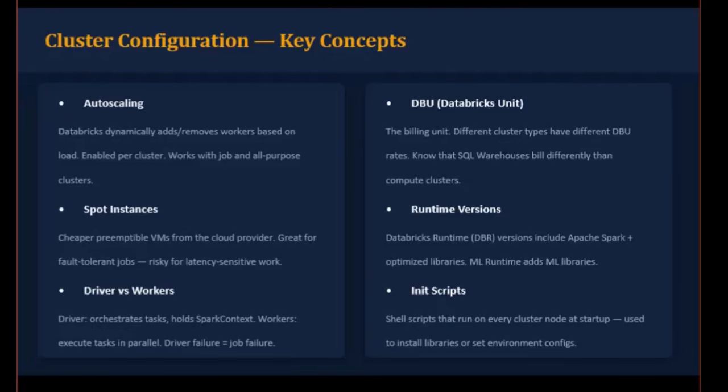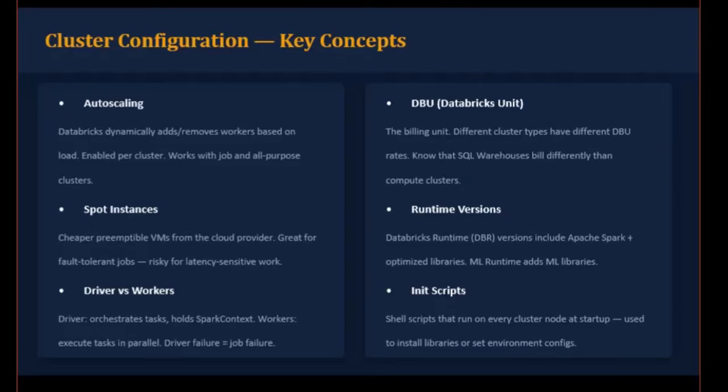Now, talking about drivers versus workers, the driver node is the coordinator. It holds the Spark context, plans the execution, and manages the job. Workers execute the actual computation in parallel. If the driver fails, the job fails. If a worker fails, Spark retries the task on another worker. This asymmetry matters. Out of memory on the driver is often caused by collect pulling too much data to the driver. Out of memory on workers is usually caused by skew or very large shuffles.